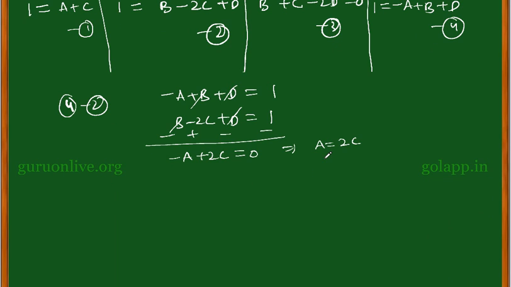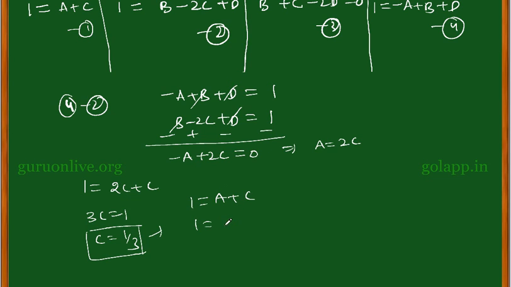Now if you substitute this value in equation 1, 1 is equal to A, that is 2C, plus C. So that implies 3C is equal to 1, C is equal to 1 by 3. If you substitute this C value in the same first equation, I will get 1 is equal to A plus C. So 1 is equal to A plus 1 by 3, or A is equal to 1 minus 1 by 3, that is equal to 2 by 3. I got A value.